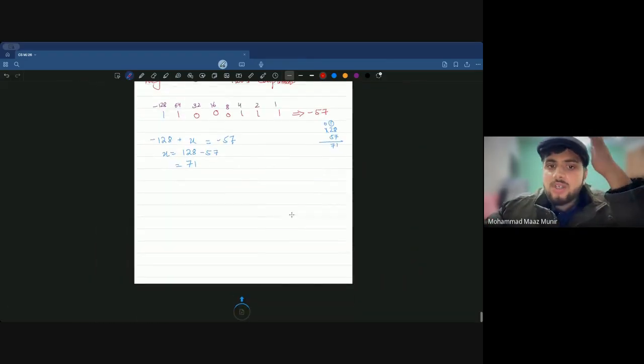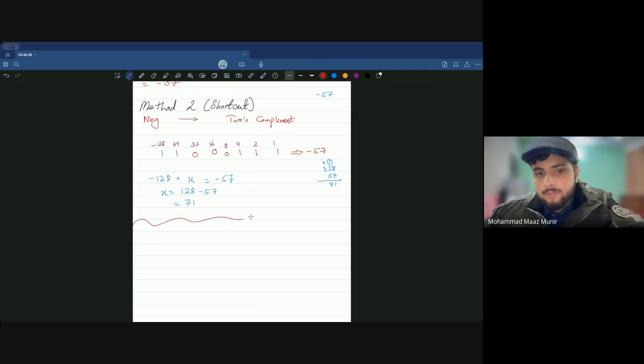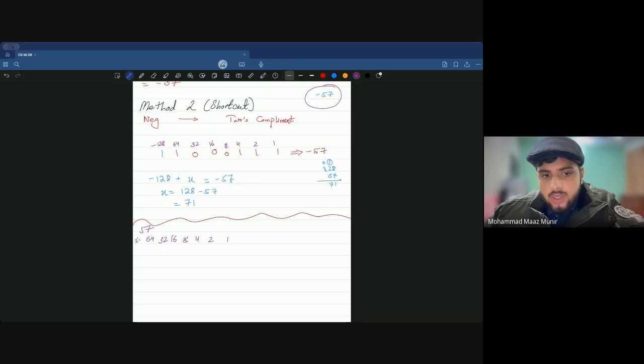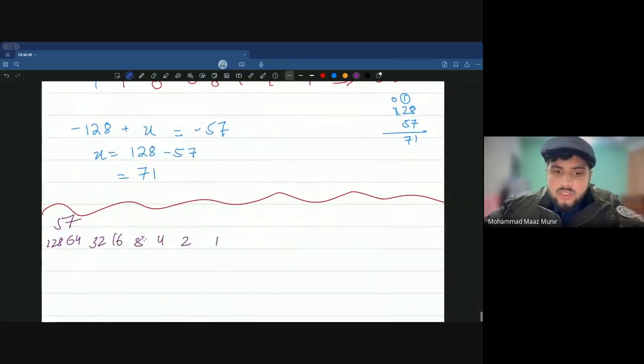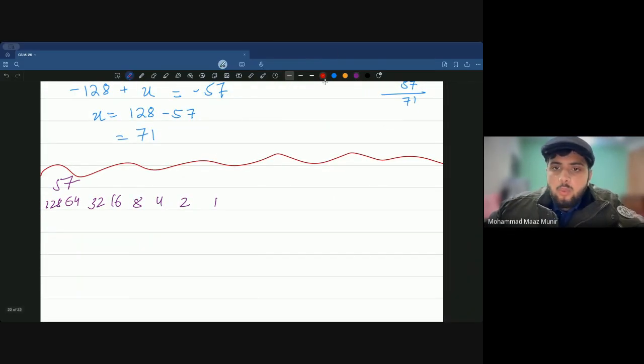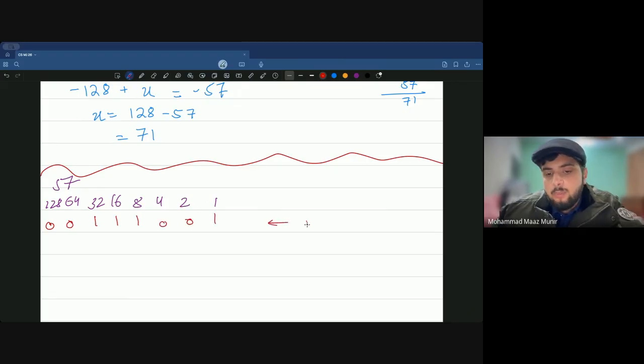But now if I have to do it the same way which I did earlier on, using method 1, I have this negative 57. I'm going to be writing the binary for positive 57. So it's basically 1 2 4 8 16 32 64 and 128, right? And I need to do it for positive 57 originally, which will be what? 0 0 32 plus 16 is 48, and 48 plus 8 is 56, and then 1 is 57. So this is basically the binary for positive 57.